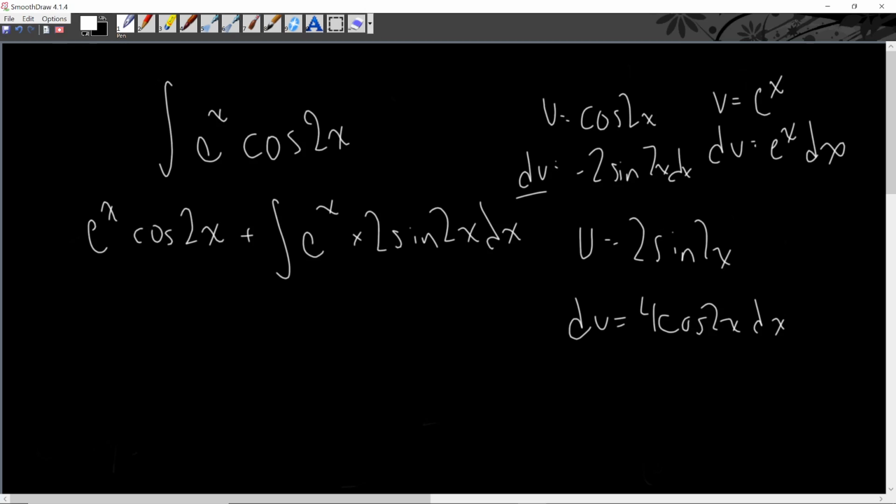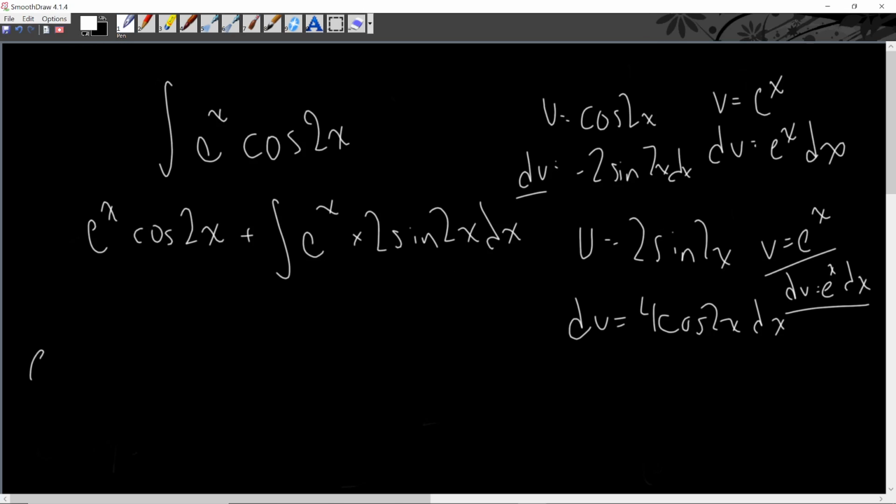And then from here we have v equals e to the power of x, and then dv is equal to e to the power of x dx. Technically dv we had first, but the antiderivative of e to the power of x is just e to the power of x, so I didn't think we needed to go over that. And then from here, we just plug in again.